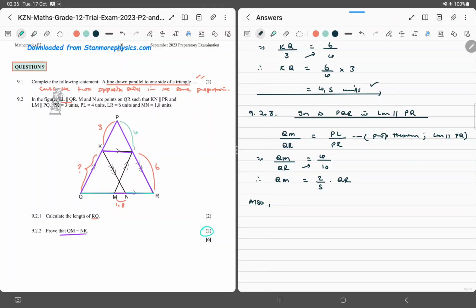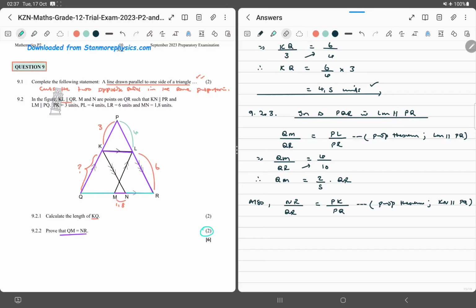We can also see that in that same triangle, if we're looking at it in terms of KN parallel to PR, NR over the whole side QR is going to be equal to PK over that whole side, which is PQ. Again, this is the proportionality theorem, this time with KN parallel to PR in that same triangle.